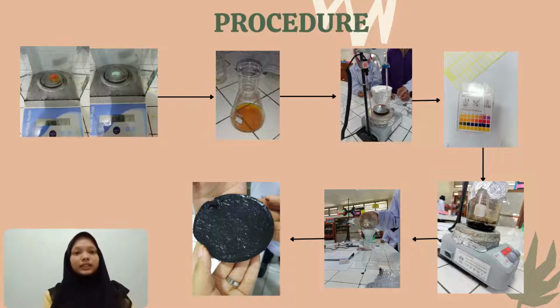The mixture is filtered to separate the precipitate with Whatman 42 filter paper. Wash with distilled water until the pH is neutral. Then the precipitate is placed in a watch glass and dried.